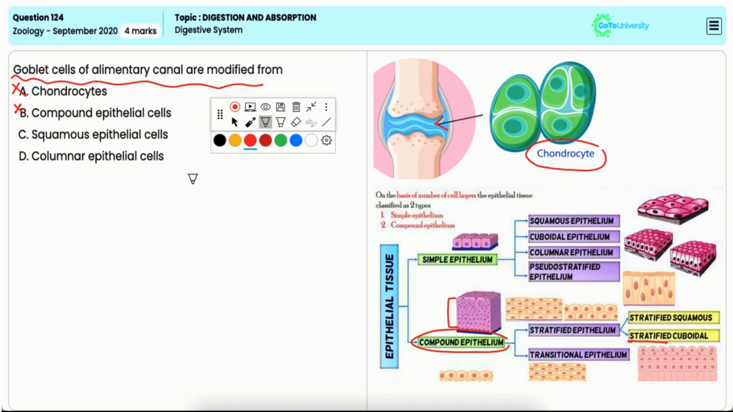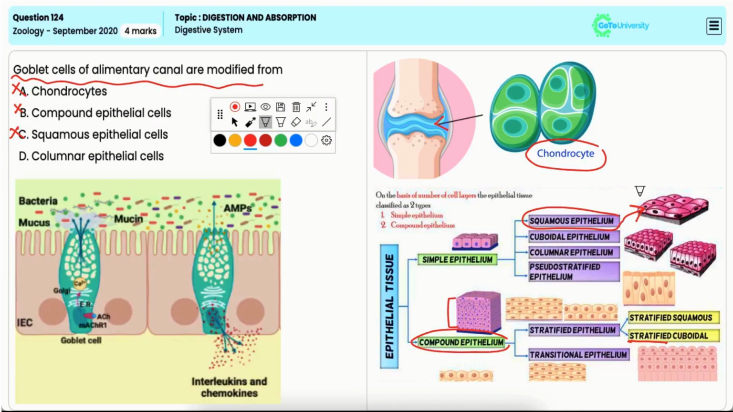Option C, squamous epithelial cells. This is also incorrect because squamous epithelial cells are flat cells found in tissues such as skin, and the lining of certain organs, but they do not give rise to goblet cells.